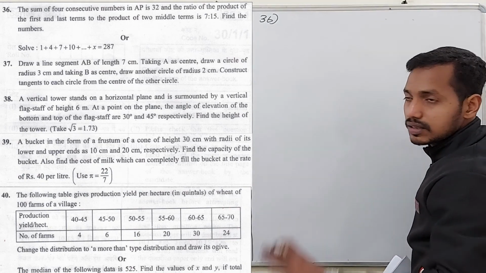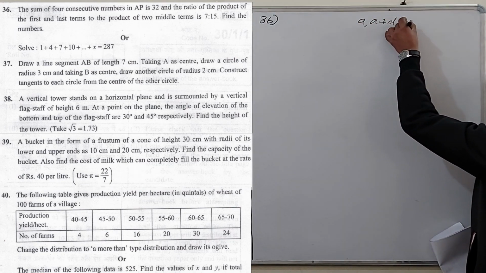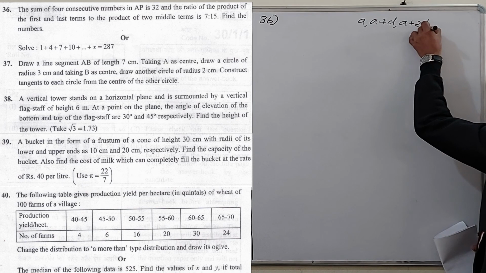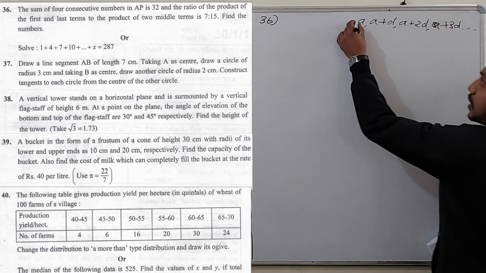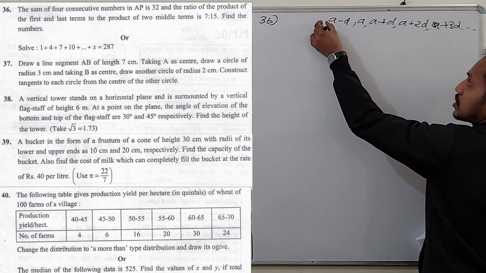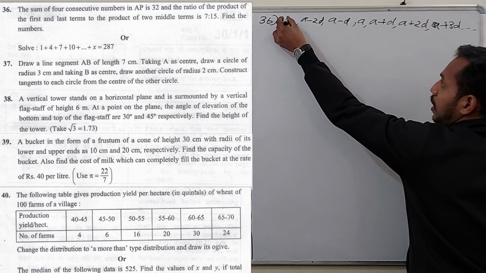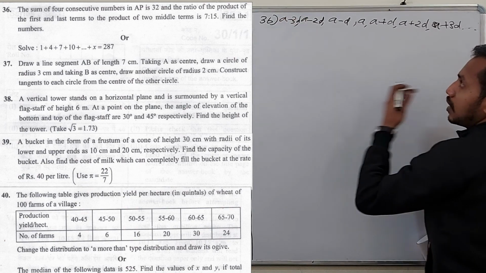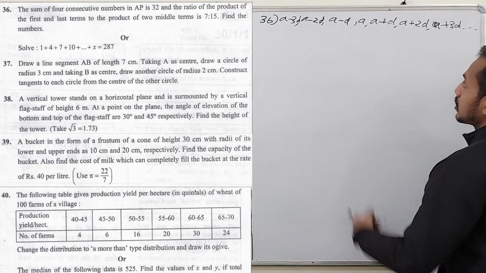Okay, if nothing is given about the numbers, just write a plus d, a plus 2d, a plus 3d, etc. And on the other side the terms will be a minus d, a minus 2d, a minus 3d. And if the number of terms given is even, then take the alternative ones.